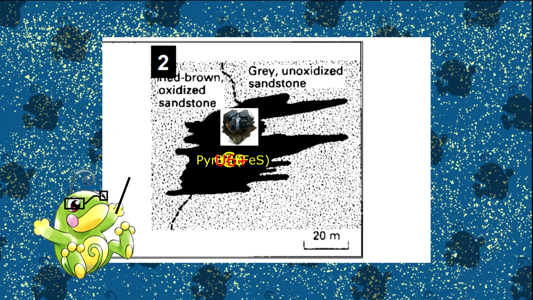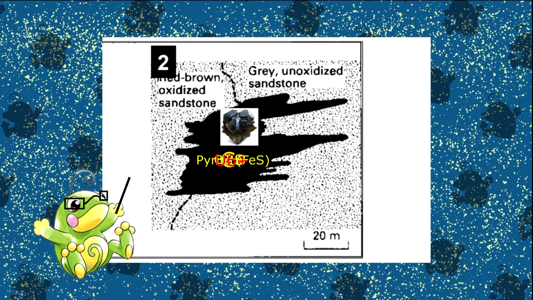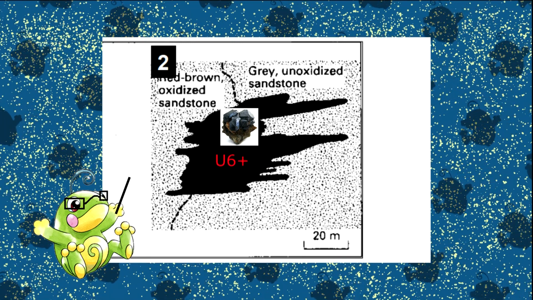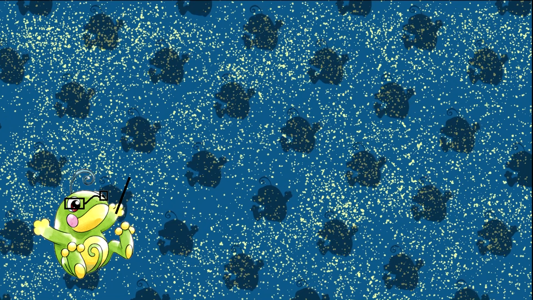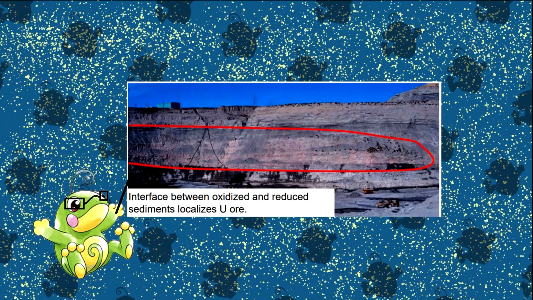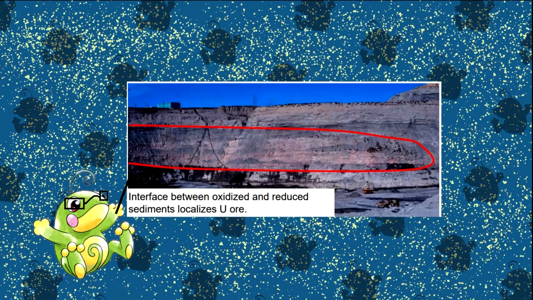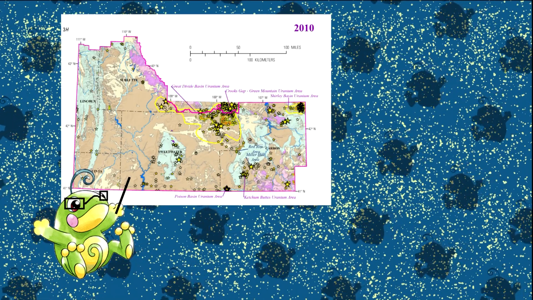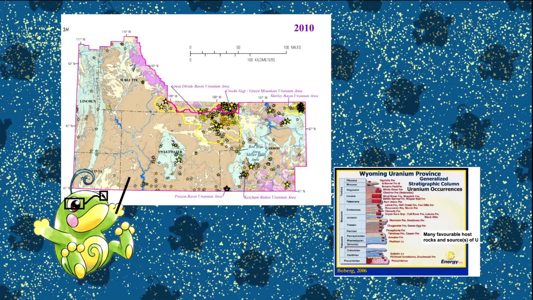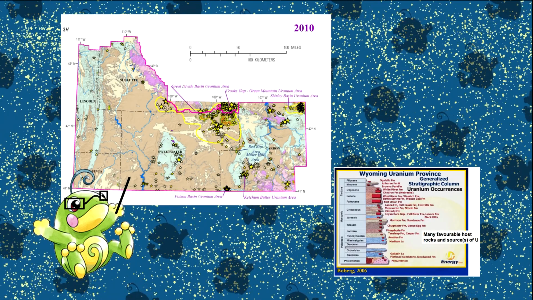Uranium then will precipitate and form minerals because of this reaction, and the uranium 6+ is then reduced to uranium 4+. We can also see a color shift in the sandstone, where the sandstone will turn red as oxidation occurs. We can see this in the Wyoming uranium province, where many layers of layered sedimentary rock contain these favorable sources of uranium.